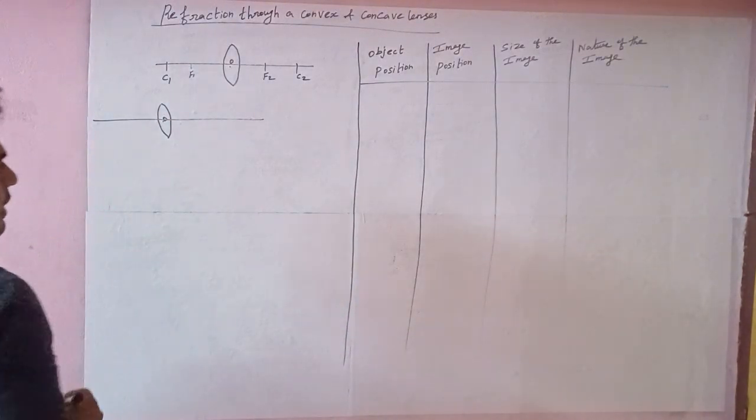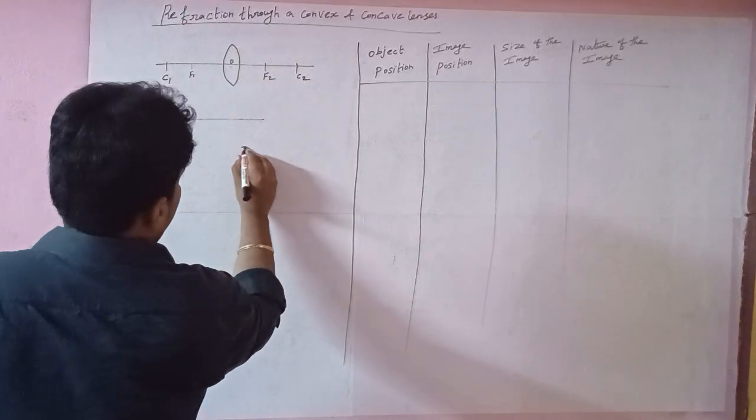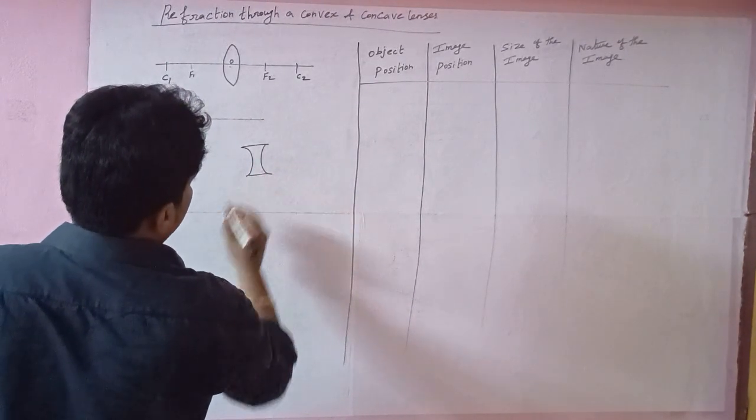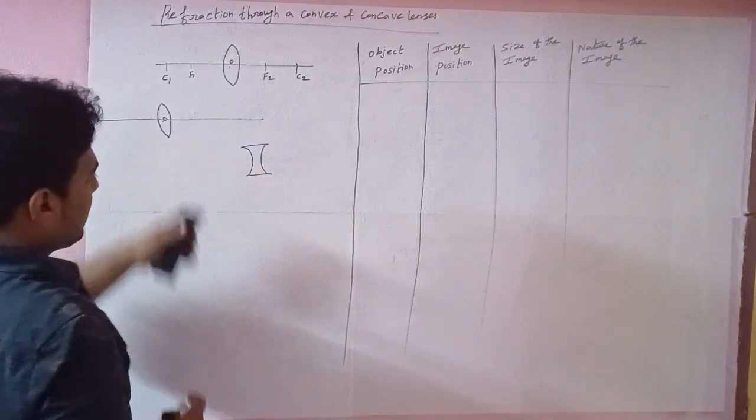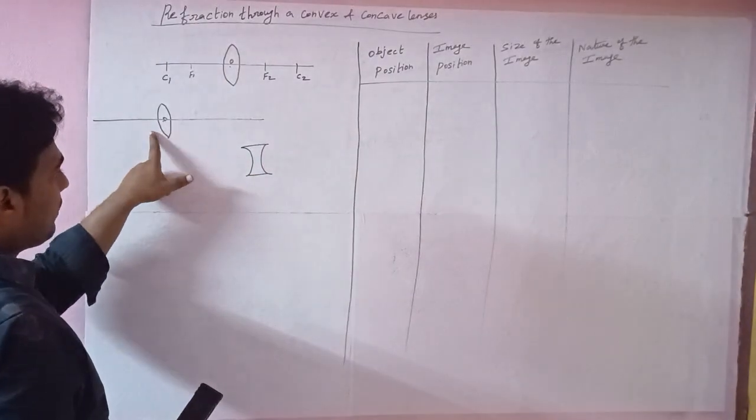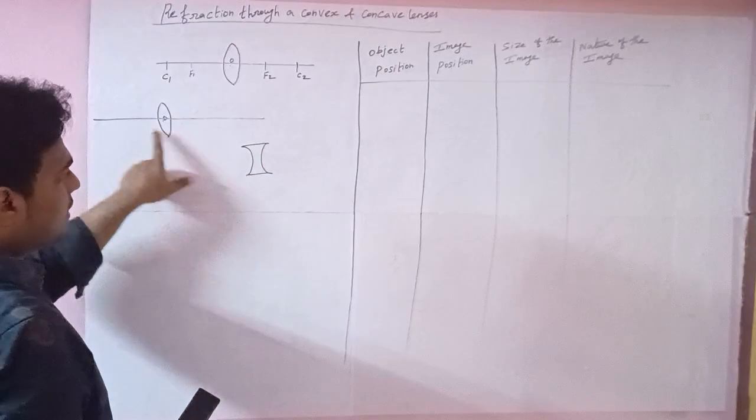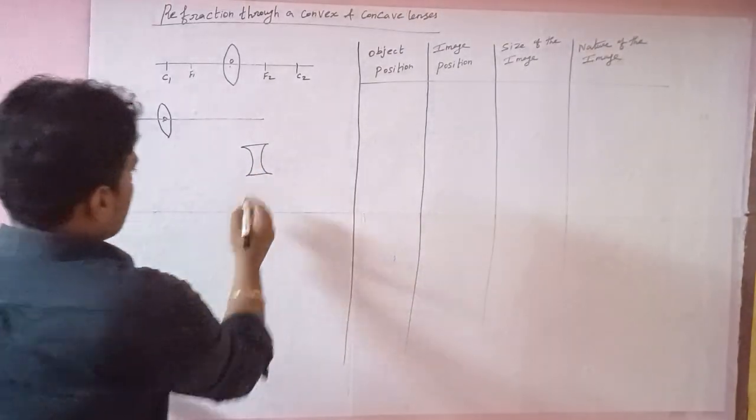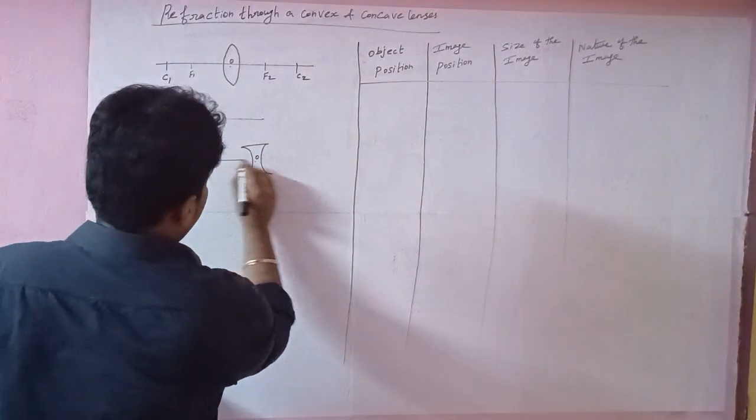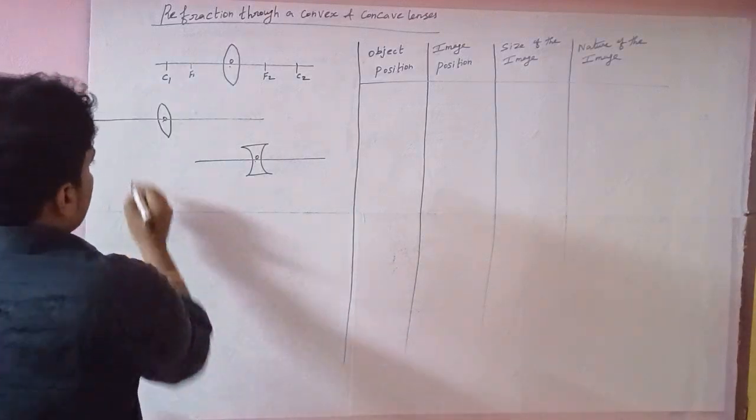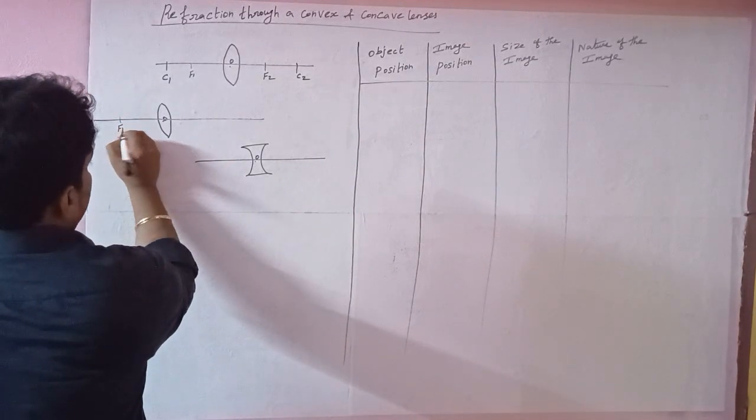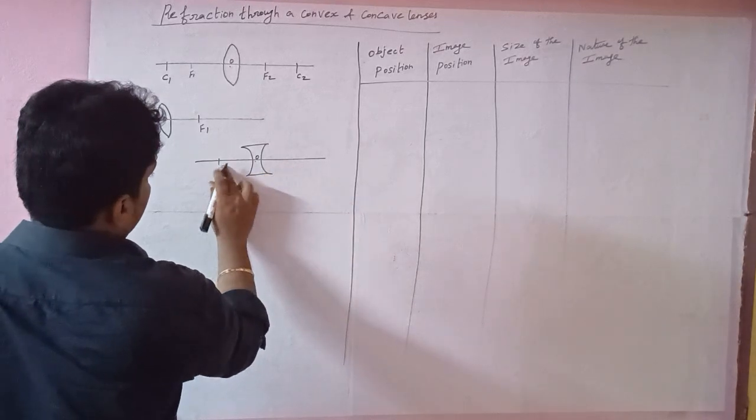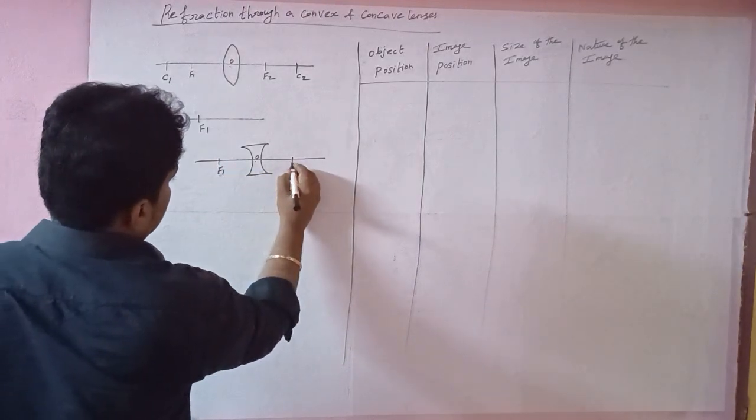Next, this is a concave lens, because the two surfaces are bulged in. Let me repeat: if the two surfaces are bulged out, it is a convex lens; if the two surfaces are bulged in, it is a concave lens. O is the optic center. This is the principal axis. F1 is the object and F2 is the image.